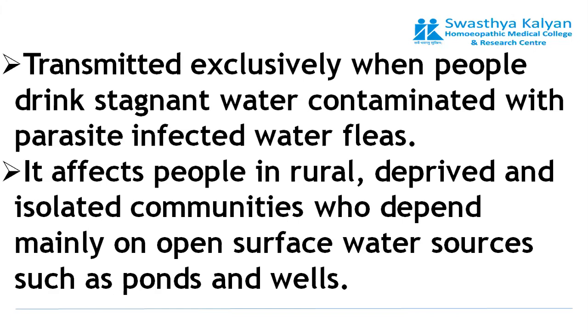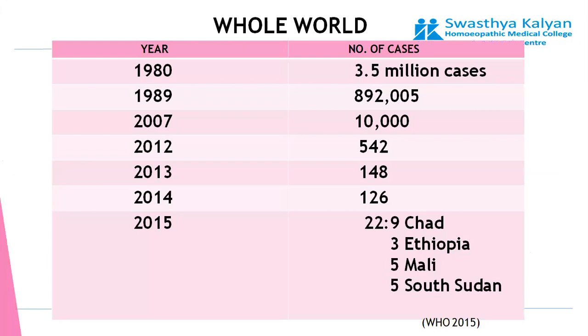It affects people in rural, deprived, and isolated communities who depend mainly on open surface water sources such as pond and well. So, as I said, it usually spreads through a common water source, which is used for many purposes, like for drinking and also for washing. So, this area stands to be the highly infected area. And as I said, over the years, the number of cases has dropped drastically as humans have understood how this particular parasite spreads.